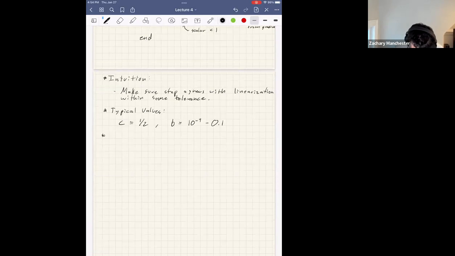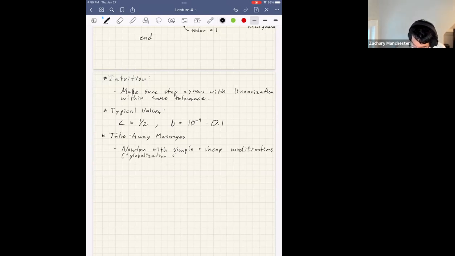Okay, so final takeaway messages. Newton is local search, but with these simple, cheap modifications, commonly called globalization strategies. It's really, really effective at finding local minima of functions. It's very, very fast. It's kind of the main thing.